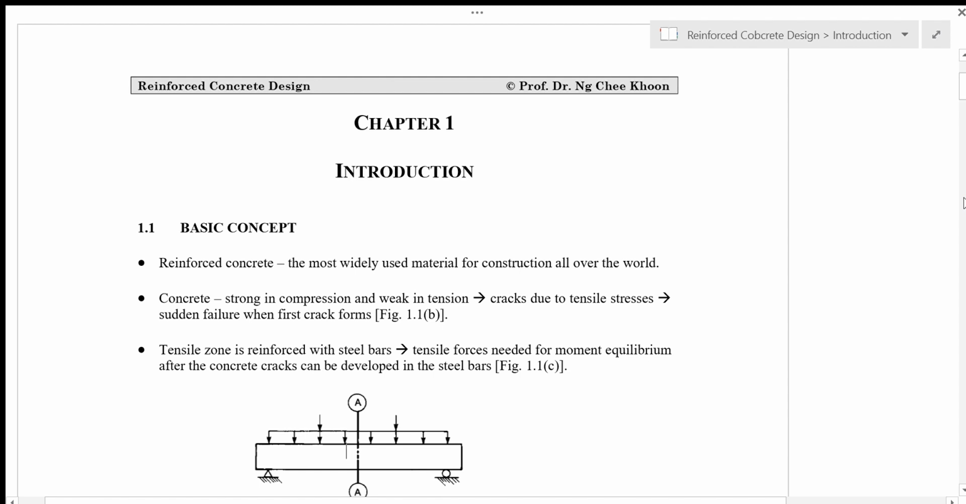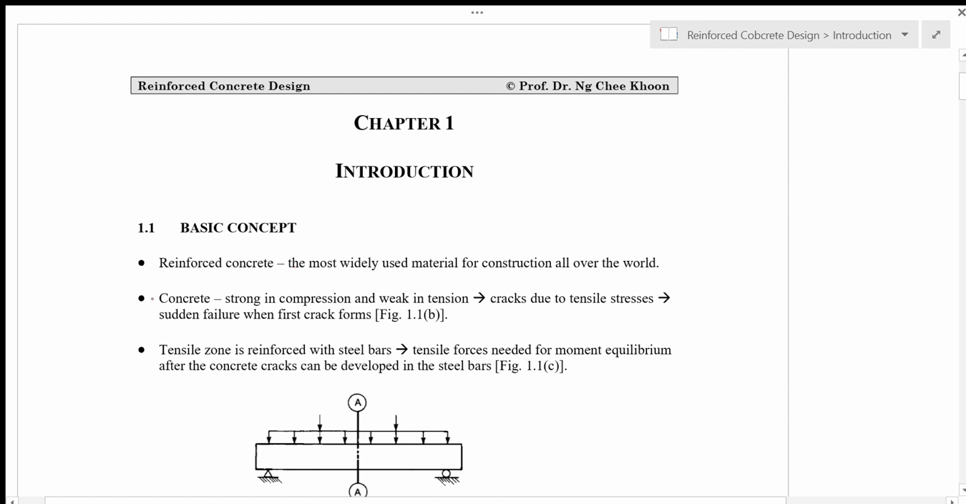In this video, I'm going to give you an introduction on reinforced concrete design. For reinforced concrete, the most widely used material for construction all over the world is reinforced concrete. Meaning that most of the buildings or utilities constructed all over the world are using reinforced concrete.